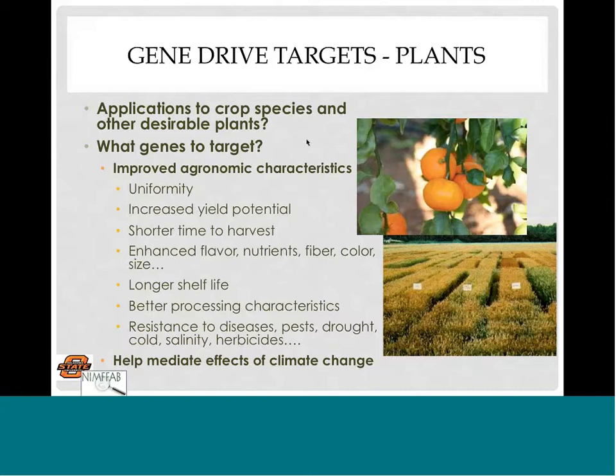Better processing characteristics, in other words, they can be made more easily into processed products. And then very important is resistance to all kinds of things, diseases, pests, drought, cold, salinity, herbicides, you name it. And this comes into play certainly in our concerns for the future and climate change.